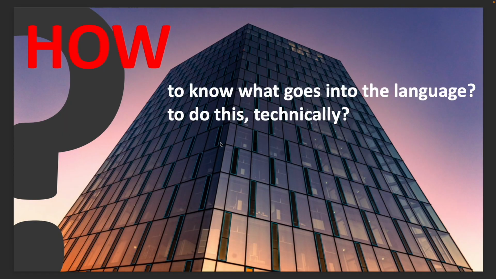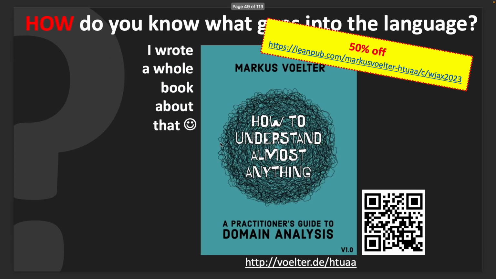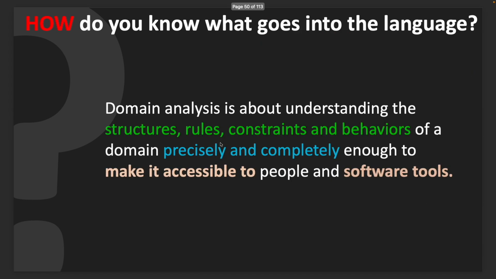But let's now move on to the hows, right? How do you know what goes into the language, and how do you build these kinds of systems technically or architecturally? So let's talk about what goes into the language first. I actually wrote a whole book about this. It's called How to Understand Almost Anything, a practitioner's guide to domain analysis, because this process of understanding a whole domain is called domain analysis. Currently, if you hurry up, maybe 3 more weeks, the book is 50% off. After that time, it's, I think, $25 or something, so it's reasonably cheap. It's also not a huge book. And this book explains the process, right?